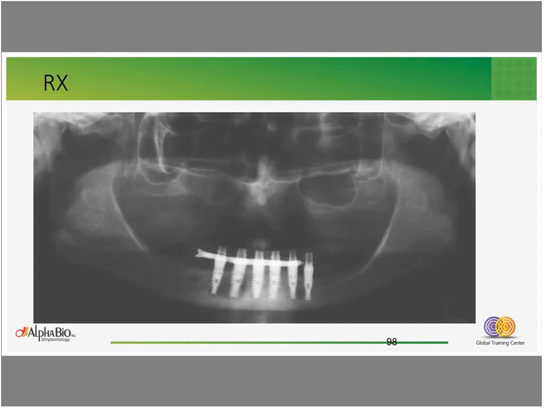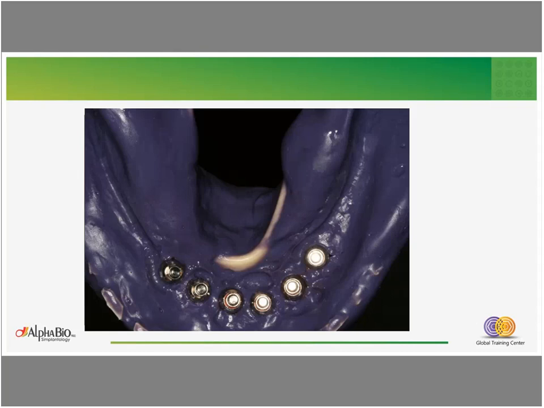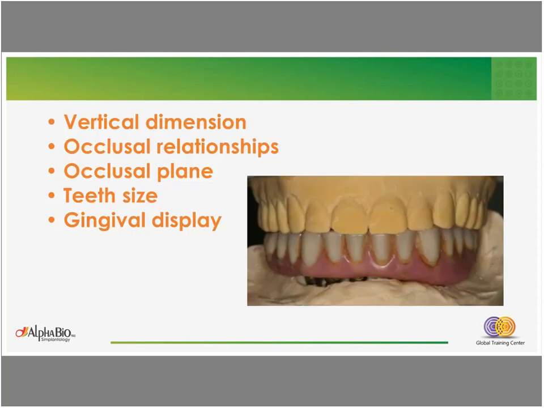After the osseointegration is achieved, we take an impression from the implant level, and then we use the old denture, which is screw-retained, in order to take all the parameters that we need for the final restoration, which are the vertical dimension, the occlusal relations, the occlusal plane, the teeth size, and the gingival display. These parameters were fine for the patient, so there's no problem to copy this information for designing the final restoration.